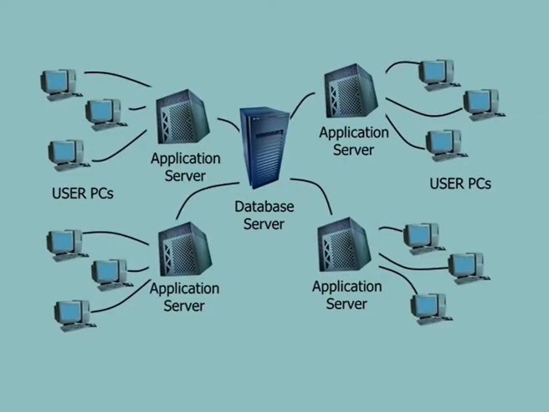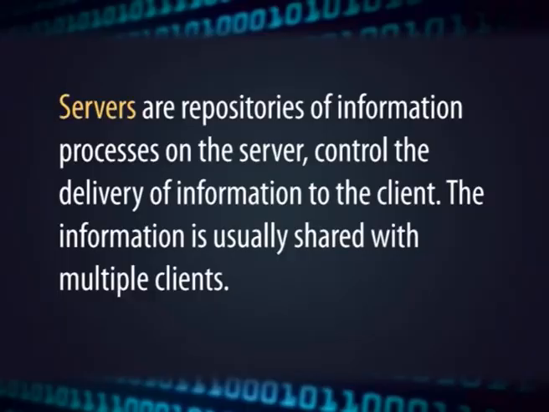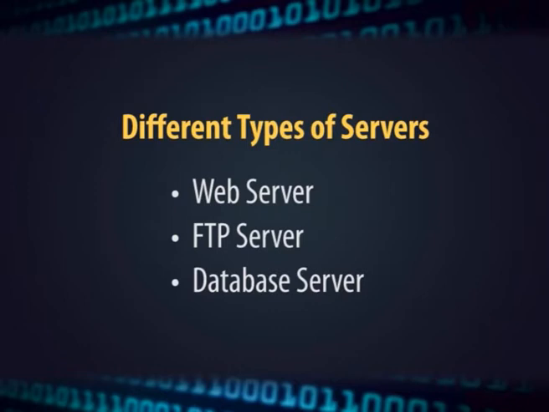The biggest advantage of the client-server model is the centralization of resources, that is usernames and passwords, files and databases. An example of the client-server architecture is the web server and browser. Servers are repositories of information. Processes on the server control the delivery of information to the client. The information is usually shared with multiple clients. Examples include a web server, FTP server, and database server.